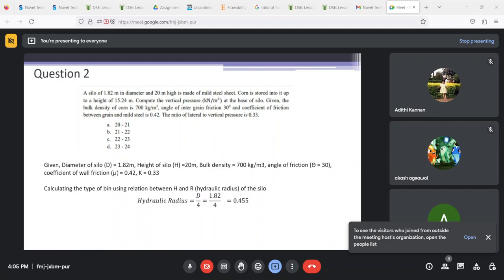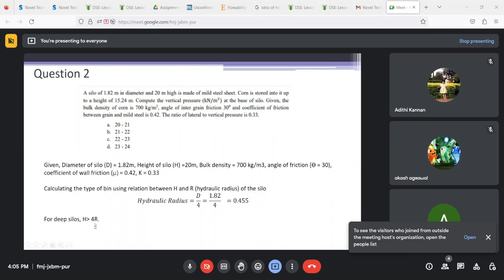Before we proceed with it, hydraulic radius is defined as D by 4, that is diameter of the silos divided by 4. So this is the formula for hydraulic radius of a cylindrical silo. So D by 4, which is given as 1.82 meters divided by 4, which is 0.455 meters. So this is your hydraulic radius. So the relation between your H and your R will tell you what kind of the bin it is.